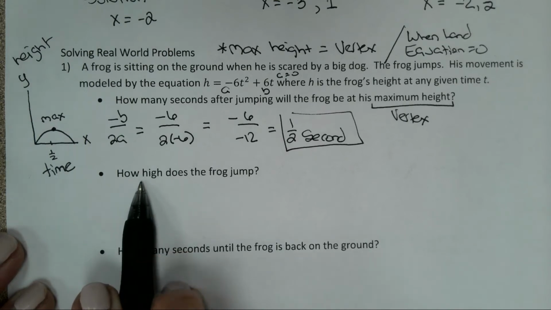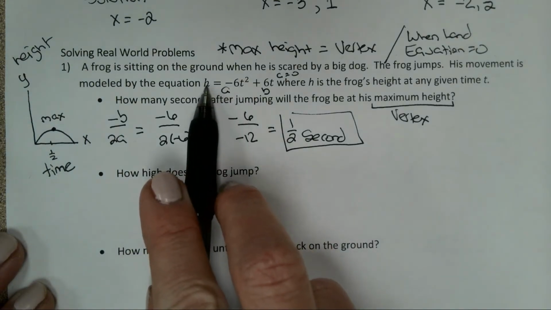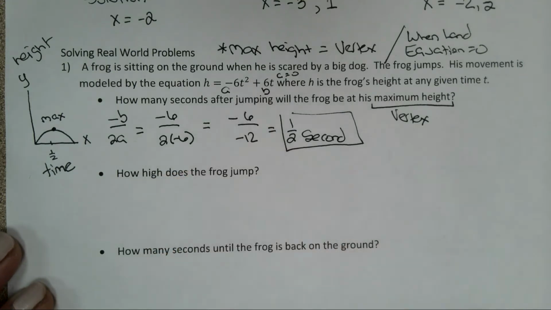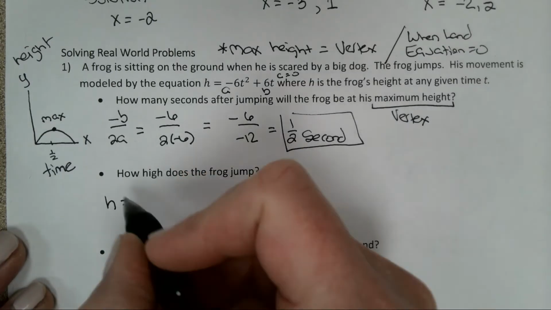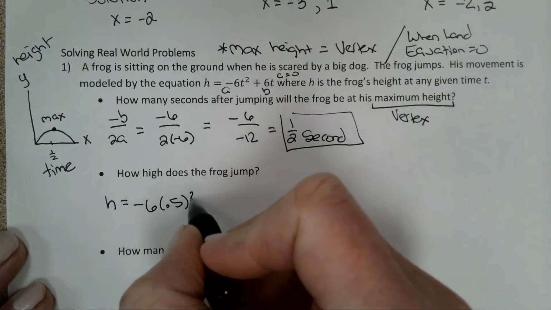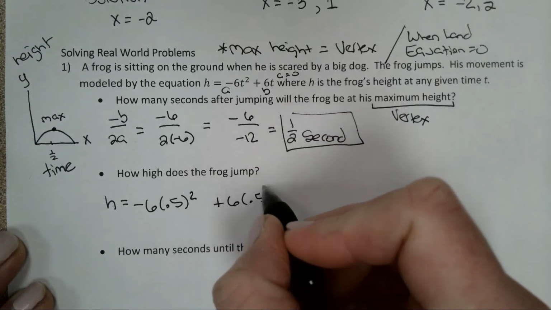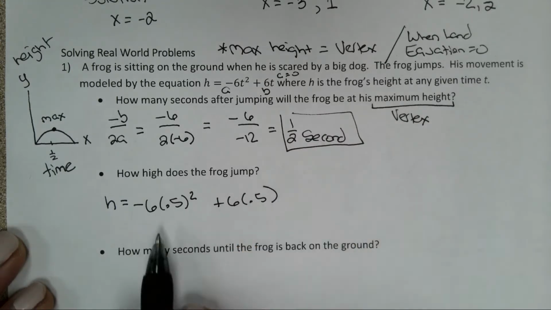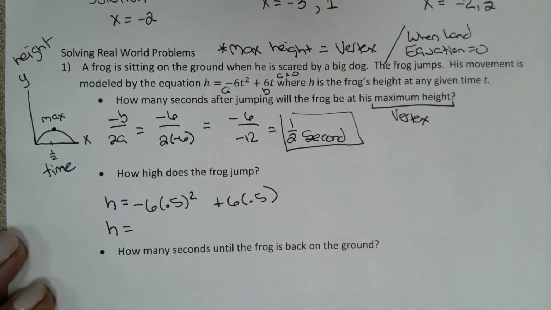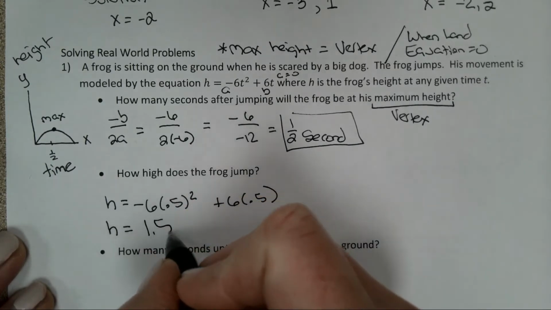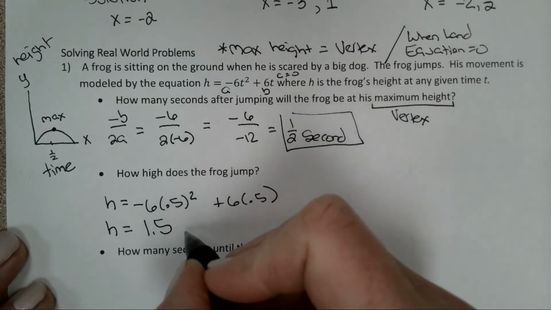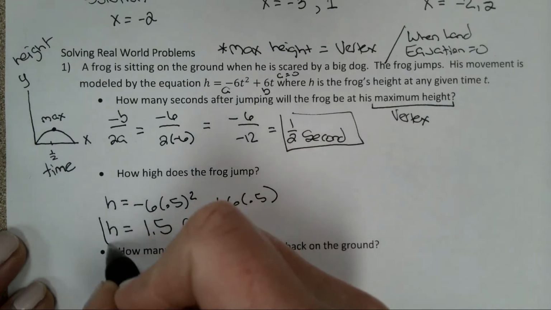It says, how high does the frog jump? So we want h right here, and so we're just going to plug a half in into those two t's. And I'm also going to switch that to a decimal. So just take what you get for step 1, plug it in place of t in step 2, and put that in your calculator. And my calculator said 1.5. So how high does the frog jump? 1.5 feet in the air.